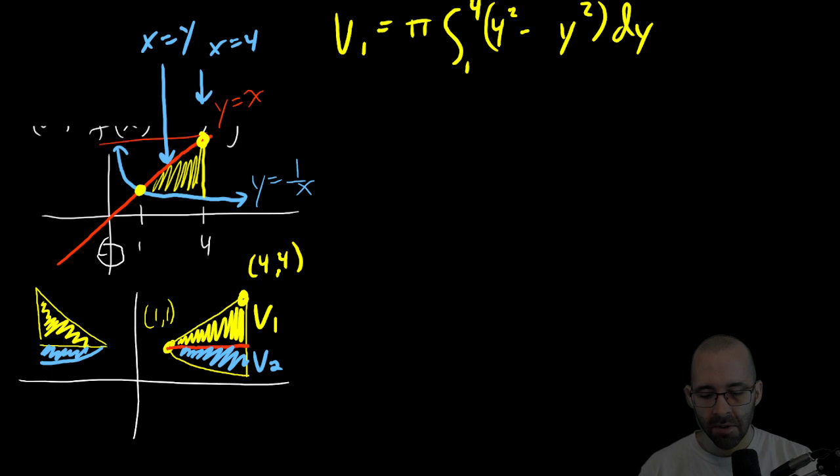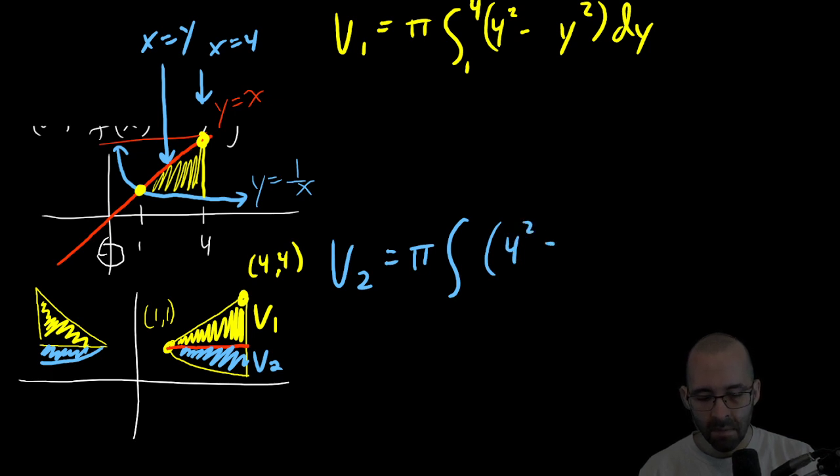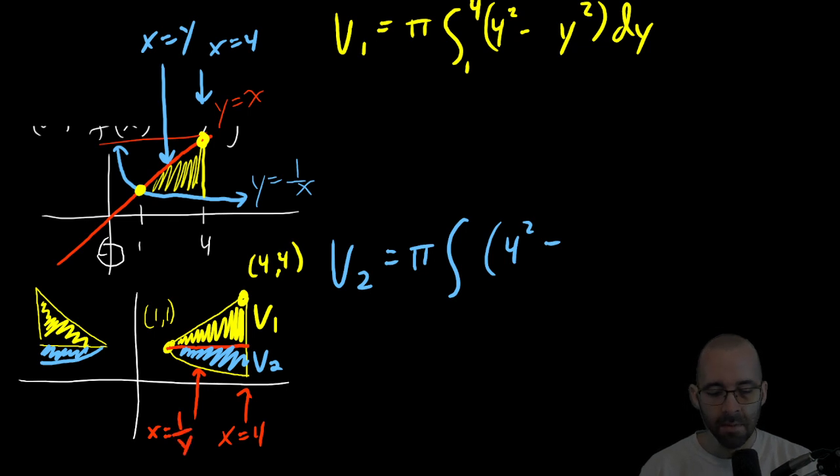And we do something very similar for V2. What's the rightmost? Well, the rightmost is still x equals 4. What's the leftmost? The leftmost is y equals 1 over x, which is the same as x equals 1 over y. So we get 1 over y squared like this.